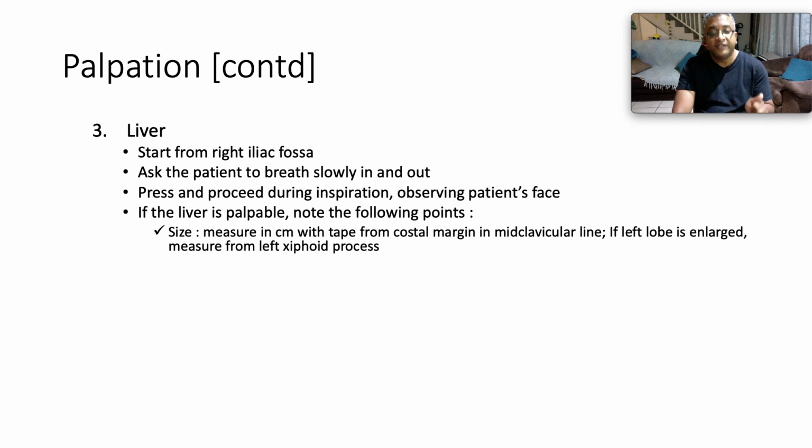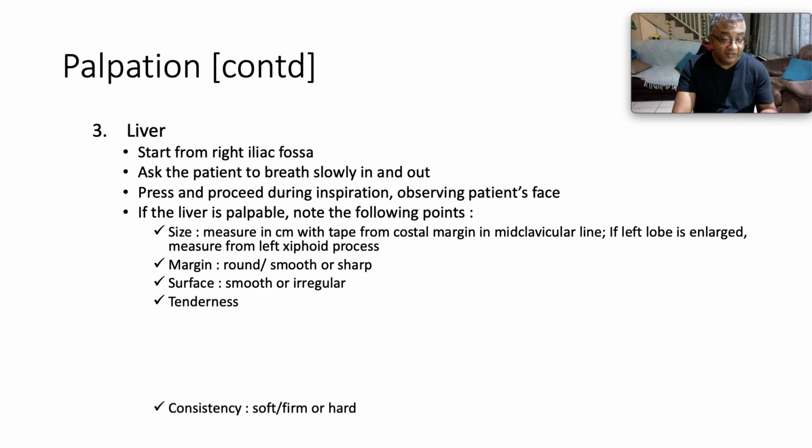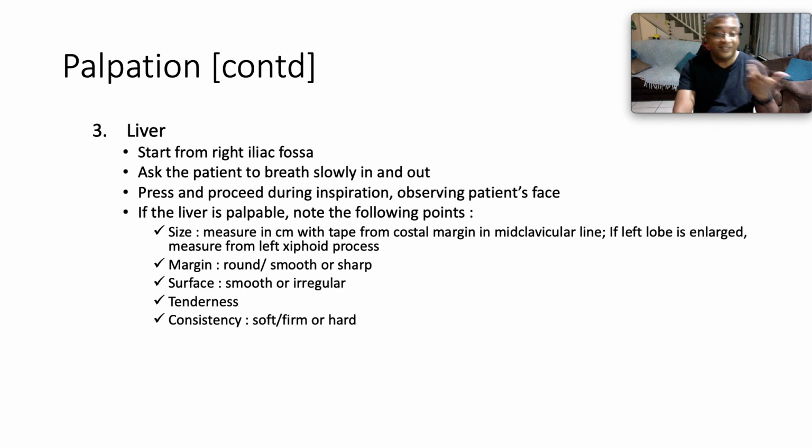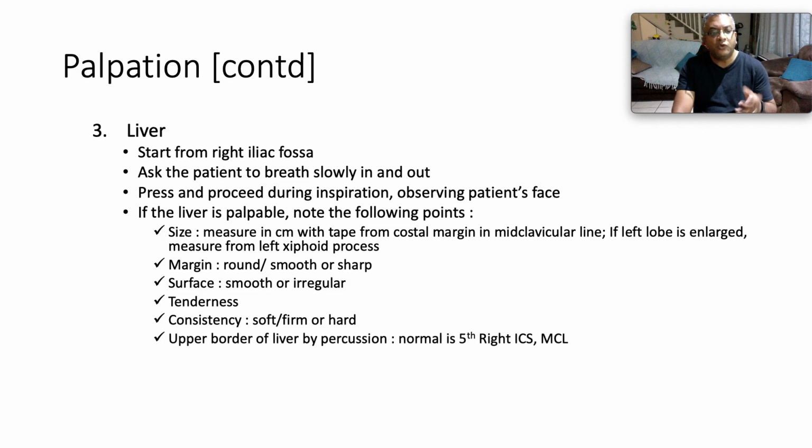The size, so we're going to measure the size in centimeters with a tape from the costal margin in the midclavicular line. If the left lobe is enlarged, you measure from the xiphoid process. Then you want to note the margin, whether it's round, smooth, or sharp, the surface, whether it's smooth or irregular. Check if the liver is tender and comment on that. Consistency, whether it's soft, firm, or hard.